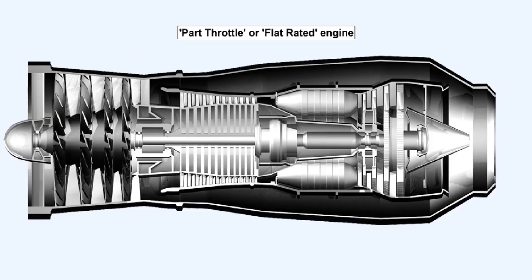Engines which have the ability to achieve takeoff rated thrust at less than full throttle when ambient temperatures are below ISA are called part throttle or flat rated engines.